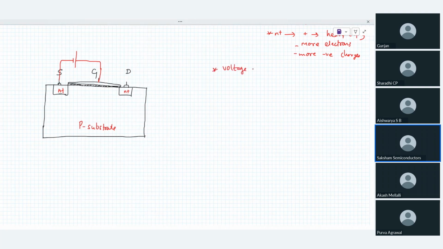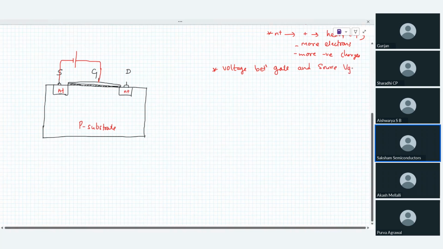Now, when I apply some voltage between the gate and source, we call it VGS. These terminologies are very important. Why didn't I call it VSG? Because the gate is at the positive terminal of my battery, so I named G as my first term, VGS. When something is called VSG, it means the source is at the positive terminal and G is connected to the negative terminal of the battery. So that is the indication.